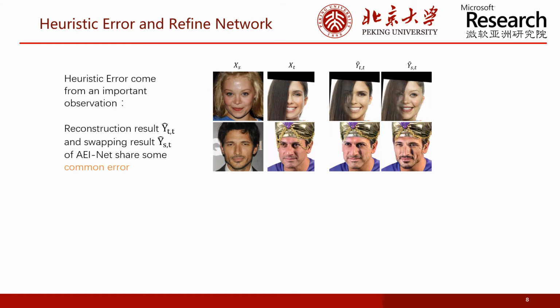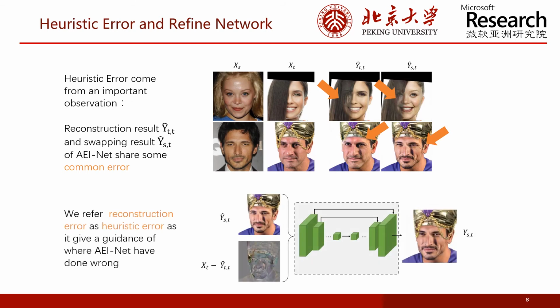The next stage is HEAR-Net, which stands for Heuristic Error Acknowledging Refinement Network. Heuristic error comes from an important observation: the reconstruction result and swapping result of the first stage network tend to make the same mistakes, like the hair on the woman's face becoming transparent, and the beard on the man's face just disappearing. Luckily for us, we know the ground truth when doing reconstruction, which is the target face itself. If we do a simple subtraction between the target face and the reconstruction result, the error region will stand out. That's why we call the reconstruction error a heuristic error, as it gives guidance to the network on what needs refinement.